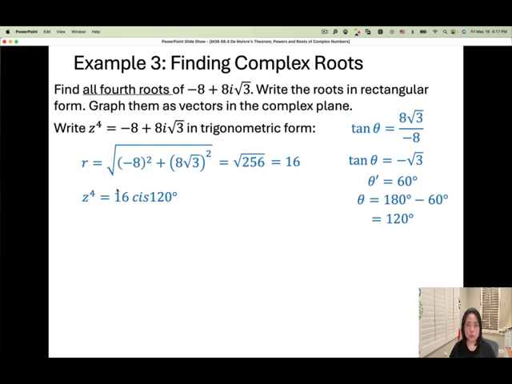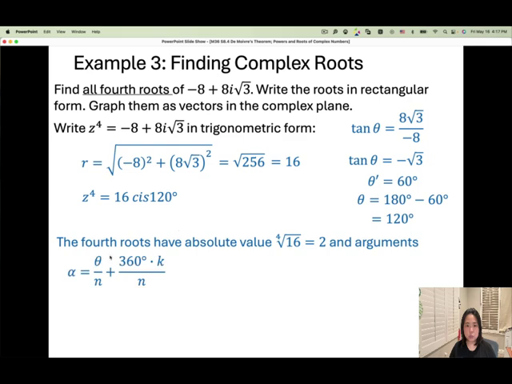Now, we want to find out the R. We're going to take the fourth root for both sides. So you're going to get the 2 here, the absolute value of the R. And then what is the argument? We're using the degree, so we'll be using this formula. Theta will be 120. The n is going to be your 4. Okay? Plug it in. Simplify it. You're going to get your alpha should be 30 degrees plus 90 degrees times k.